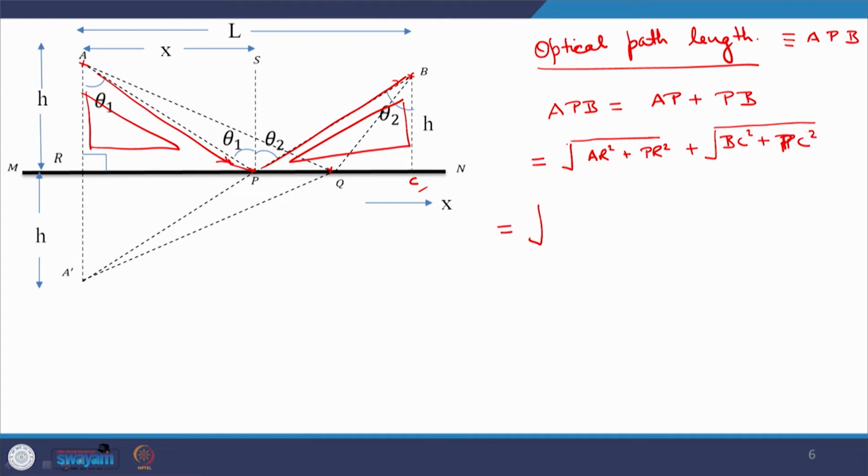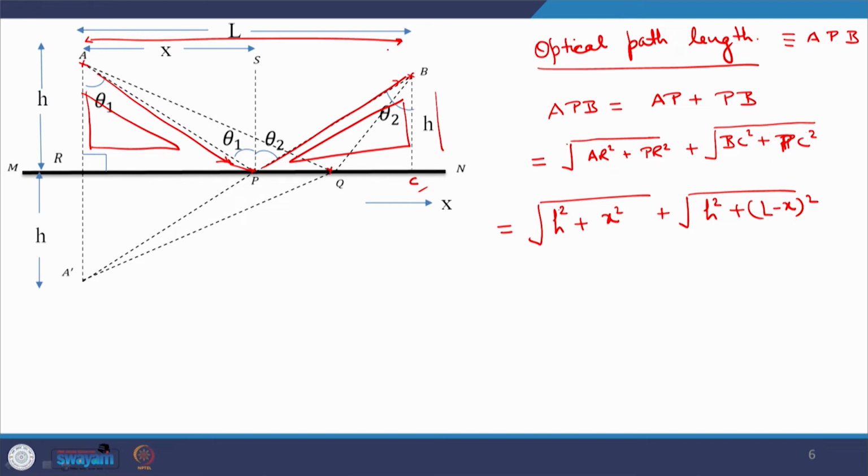Now, what is AR square and PR square? AR is equal to H, therefore AR square would be H square, and PR is X, therefore PR square would be equal to X square. Similarly, here BC is again equal to H. And the point to be noted is that we have assumed that A and B are at the same height from the line MN, as is clear from the picture, and PC is equal to L minus X. And what is L? L is the horizontal distance between the points A and B, as shown in this picture here, and this is our optical path length OPL.